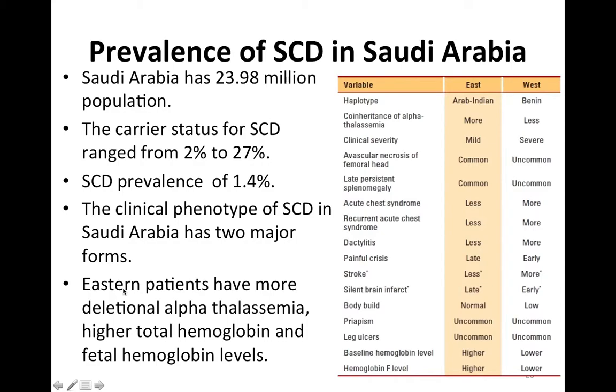The eastern parts have more deletional alpha thalassemia. The main reason why the clinical manifestations are not that severe in the eastern part is that eastern individuals have more deletional alpha thalassemias, which give protection. That means the presence of alpha thalassemia with sickle cell anemia will give protection. Higher total hemoglobin and fetal hemoglobin levels can be seen in this group compared to western Saudi Arabia. The eastern part is slightly milder than the western part.